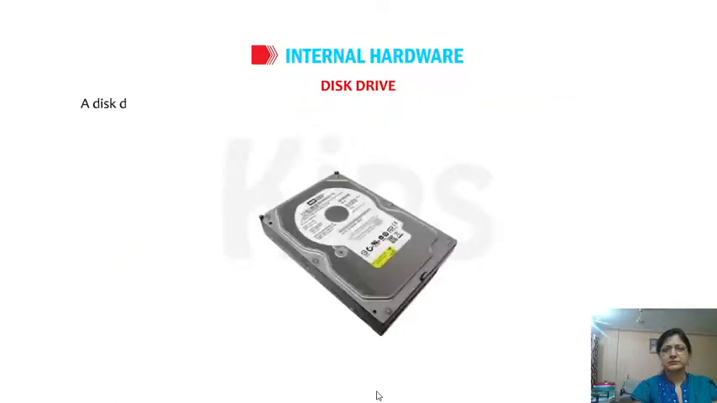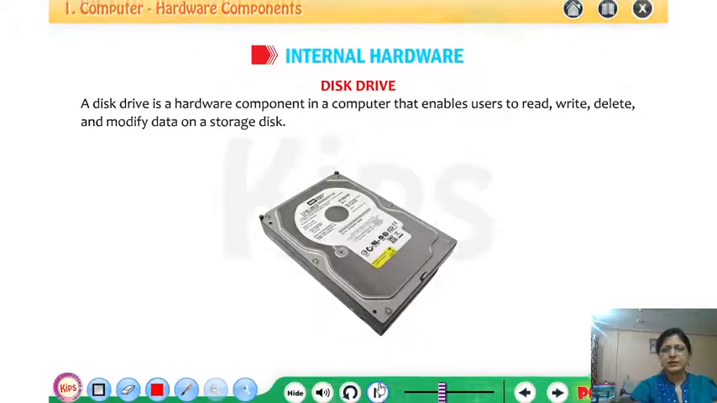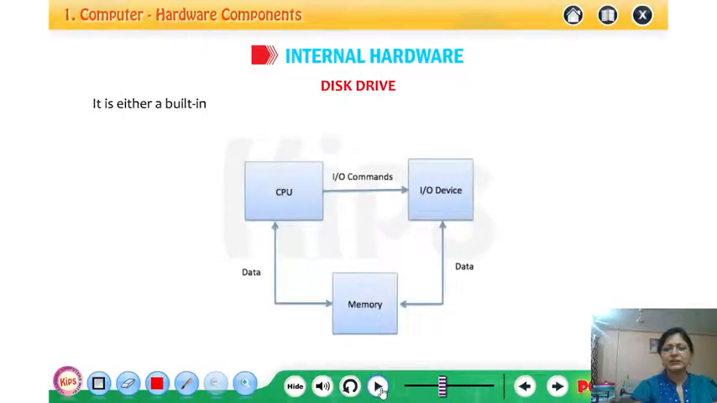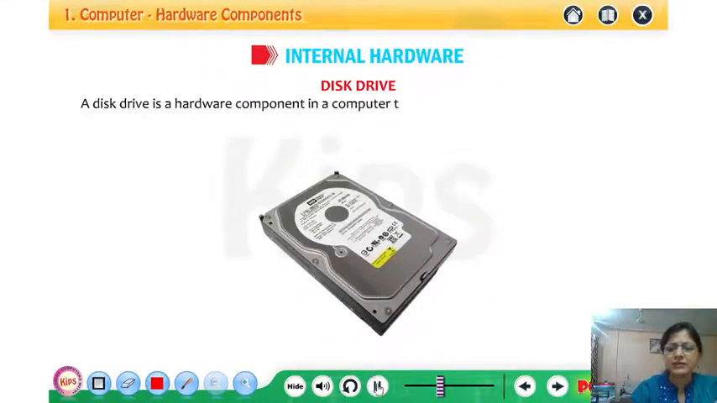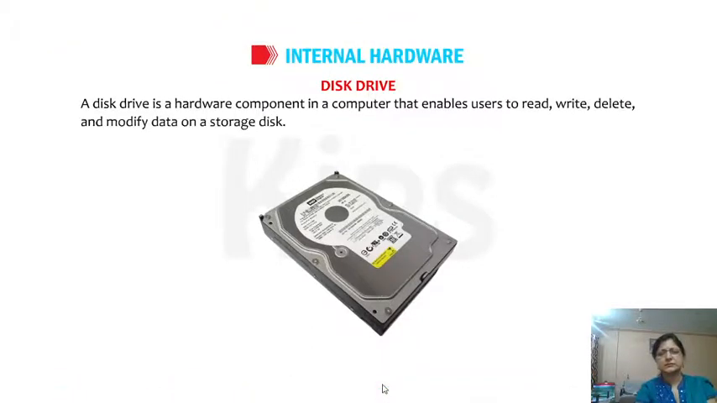Disk drive. A disk drive is a hardware component in a computer that enables users to read, write, delete and modify data on a storage disk. So this is a picture of a hard disk here. This is where the data is saved. When we are saving our files, this is the place where that C drive, D drive it shows now. This is the place where the data is being saved, and it is known as the disk drive. Enables users to read, write, delete and modify data on a storage disk.